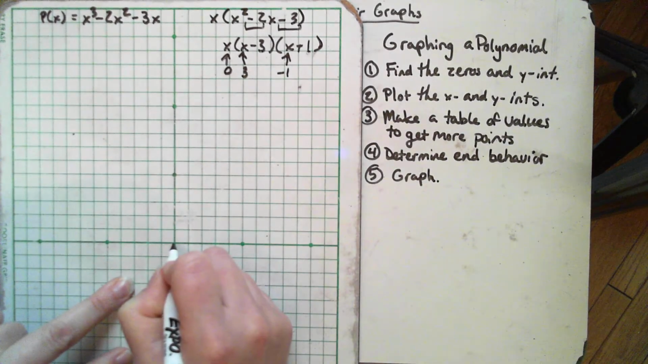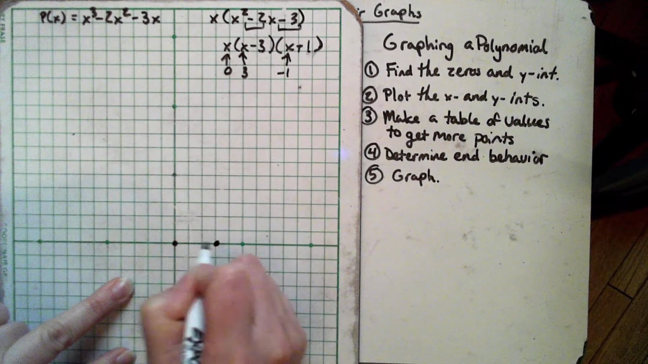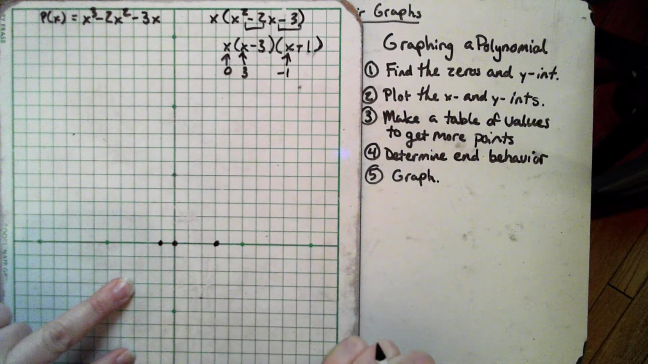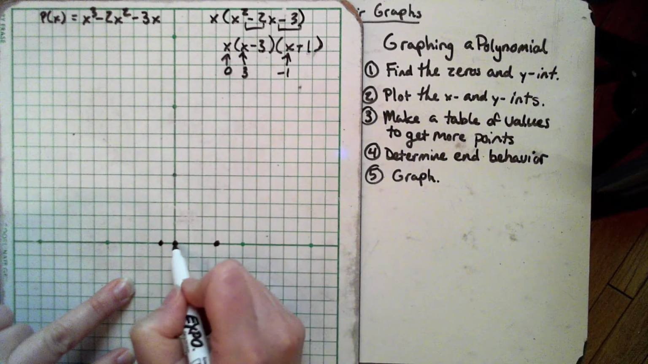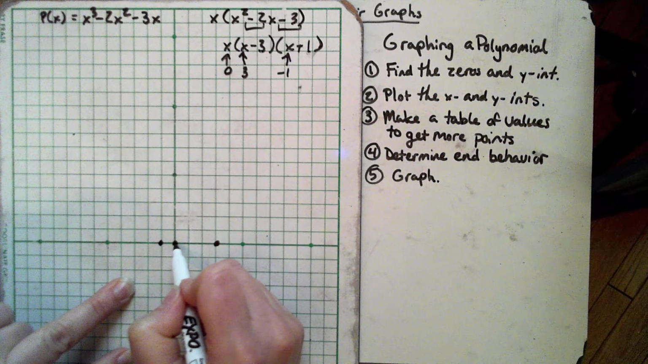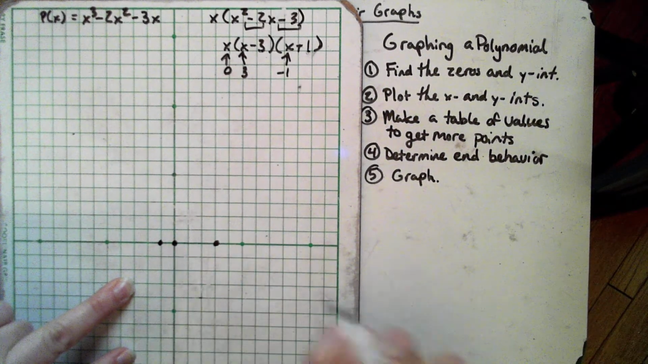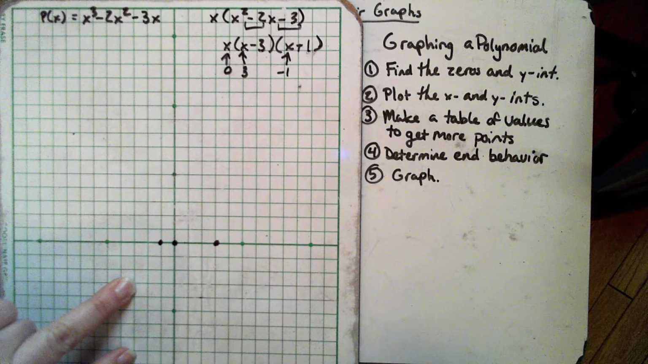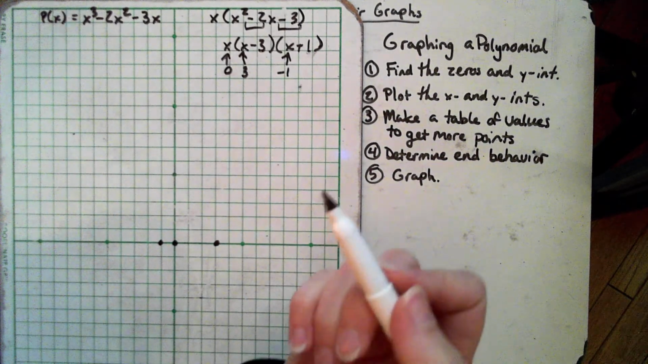So let's put those on here. Here's 0, 3, and -1. Those are my zeros. Okay, now notice this point here is also the y-intercept because it's on the y-axis. So I've done steps 1 and 2. Now I'll make a table of values.